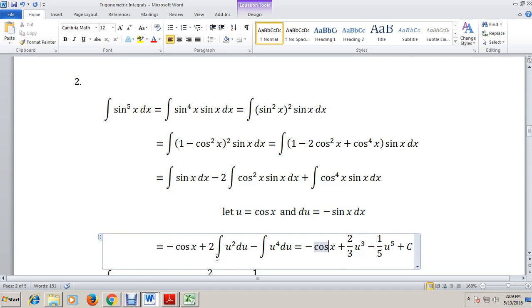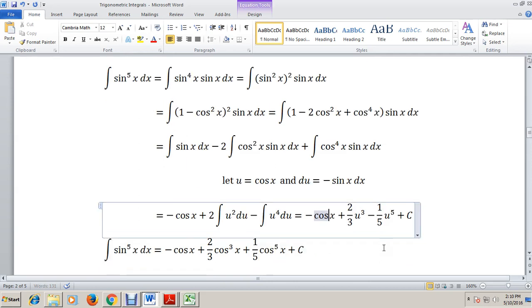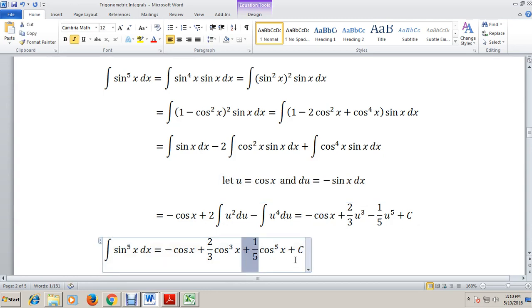Since there is a 2 outside of the integral, this becomes 2/3 u raised to 3. For the third integral, we have u raised to 4, which becomes u raised to 4 plus 1, or u raised to 5 over 5. So this becomes negative 1/5 u raised to 5, plus c. Correspondingly, replacing u with our original substitution of cosine x, this becomes negative cosine x plus 2/3 cosine cubed x minus 1/5 cosine raised to 5 x, plus c.